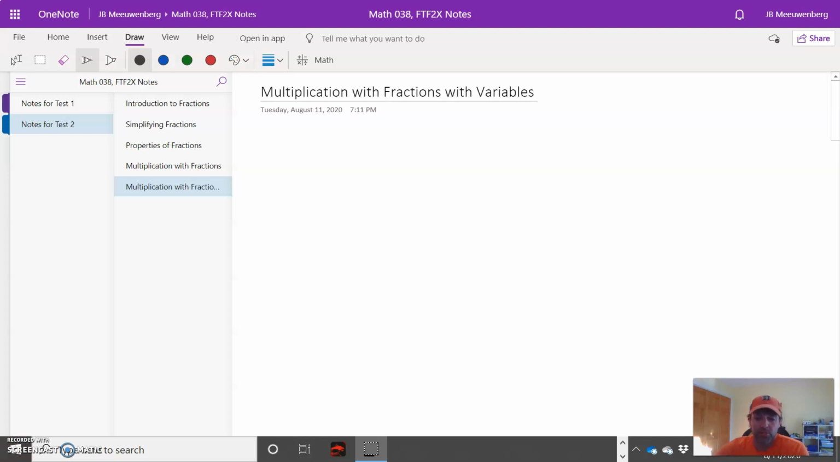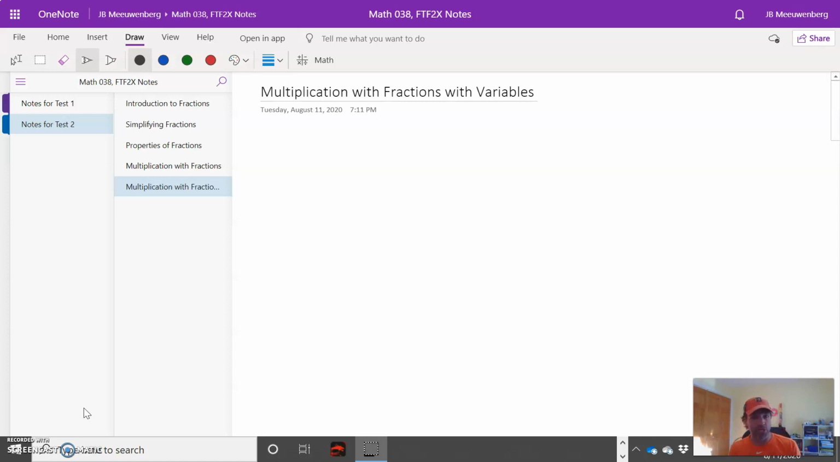You can probably guess what's next. We just did multiplication with fractions, but none of them had variables, did they? So now we're going to integrate some variables within the fractions. The thing is, nothing changes. I want you to start making connections with all this stuff.